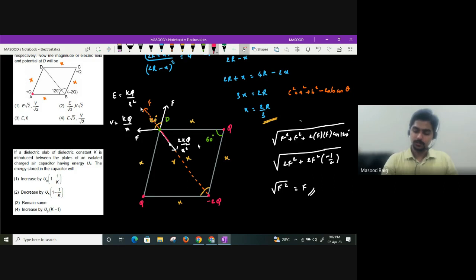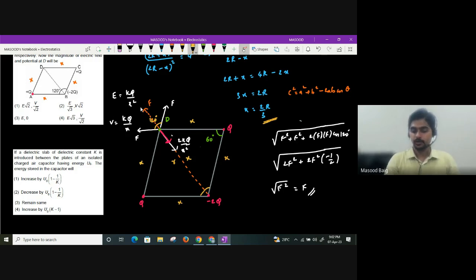Our force is something in this manner. Force by charge will anyhow be field. So you'll get a field something like this, which is kq divided by r square. Because it is kq divided by x square, initially also we got E value as kq by x square only. So electric field will remain E itself, guys.